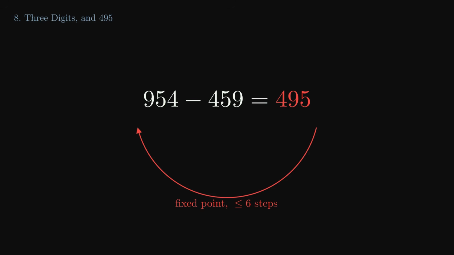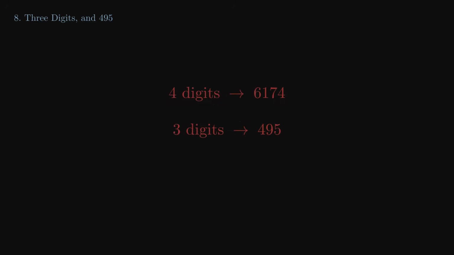There is even a small family resemblance worth noticing. Both constants arise the same way, as the one digit collection whose descending minus ascending value equals itself. For 4 digits, that collection is 7, 6, 4, 1. For 3 digits, it is 9, 5, 4. Different digits, same idea, and the routine finds it either way.